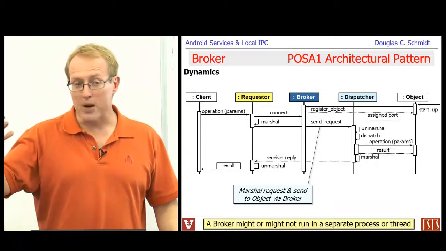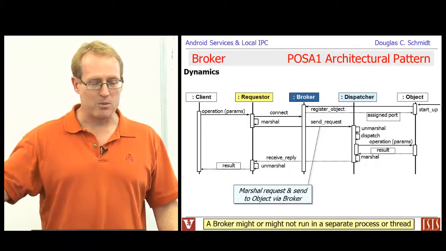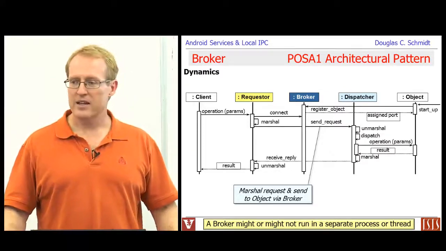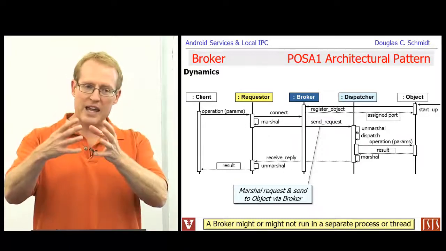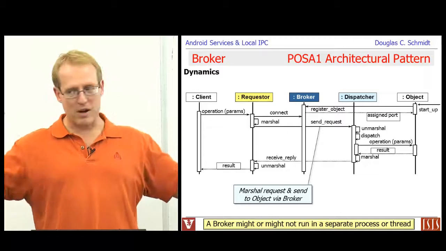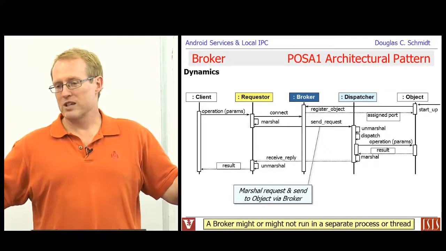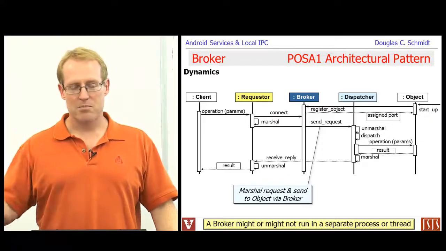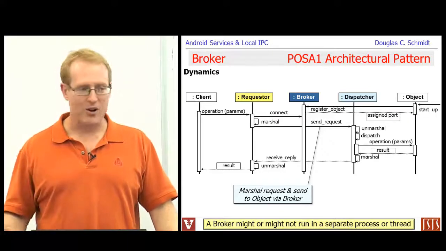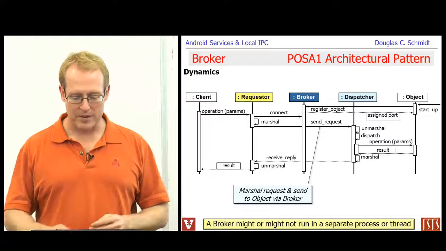The broker might or might not be a separate process or a separate thread. These might be libraries that are linked together. It might be some intermediate mediator that is separate from the client process and the receiver process. It really depends on a lot of different things. Scalability, fault tolerance, memory utilization, battery power, all kinds of different considerations come into play.